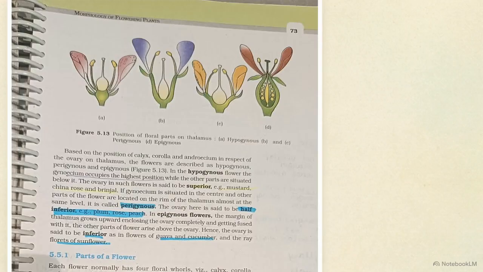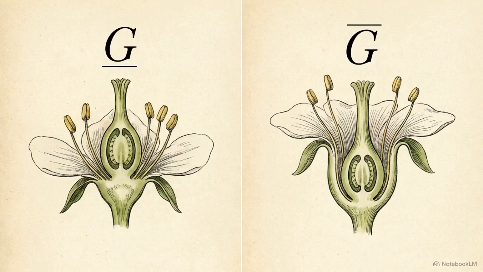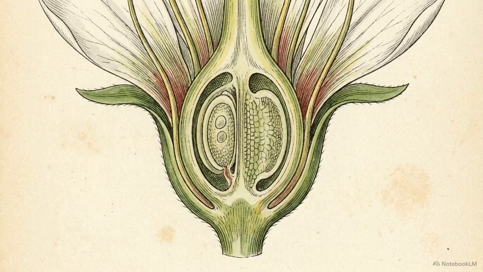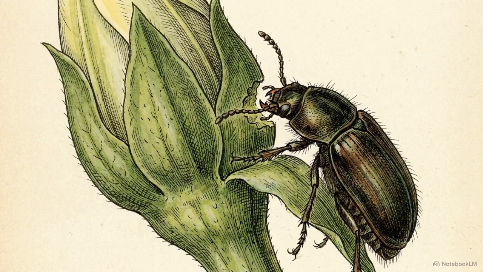Conversely, figure D demonstrates an epigynous flower. Here, the margins of the thalamus grow upward to completely enclose the ovary, creating an inferior ovary. In the formula, an enclosed ovary is denoted by drawing that line directly over the top of the G. The placement of this horizontal stroke records a specific vertical shift in construction. By positioning the ovary above the other whorls, or enclosing it entirely within the thalamus, the plant dictates how it will physically shield its developing seeds from environmental stress or predation.